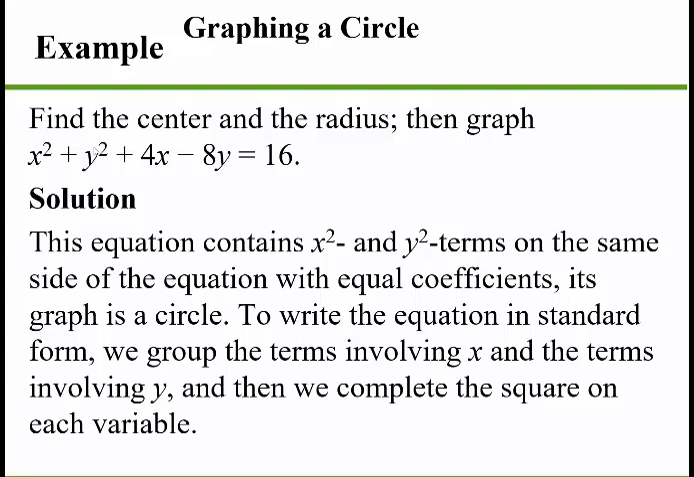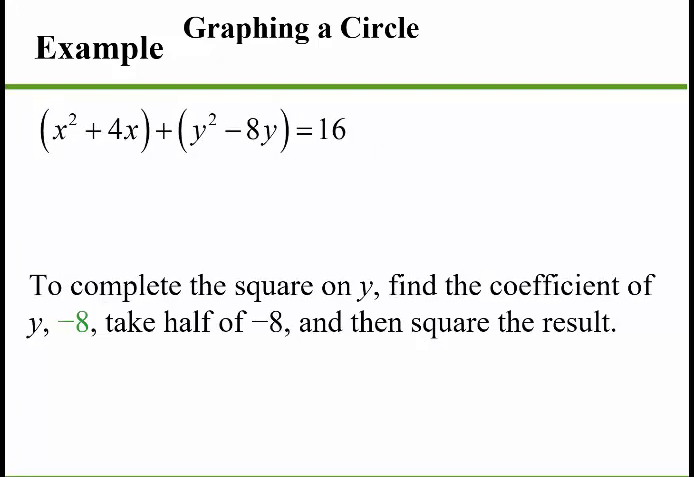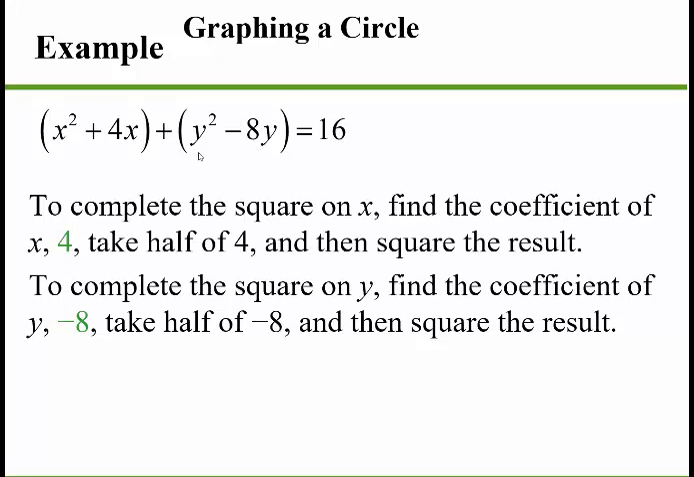To write the equation in standard form, we group the terms involving x and the terms involving y, and then we complete the square on each variable. It looks like this. First I'm going to group the x's together, and then group the y's together. To complete the square on x, find the coefficient of the x values. It's 4 here in front of the x, not the x squared coefficient, just the x coefficient. Take half of 4 and then square the result.